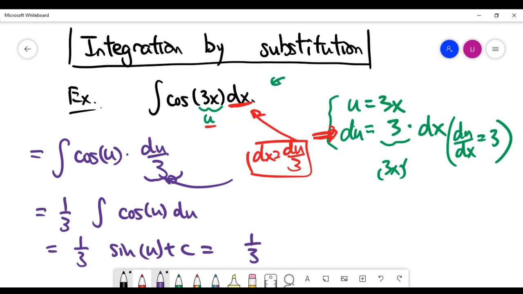And the answer, of course, at the end, we have to change u back to x based on the formula at the top. So the answer is 1 over 3 times sine of 3x plus constant c, right? And that's the final answer to this problem.